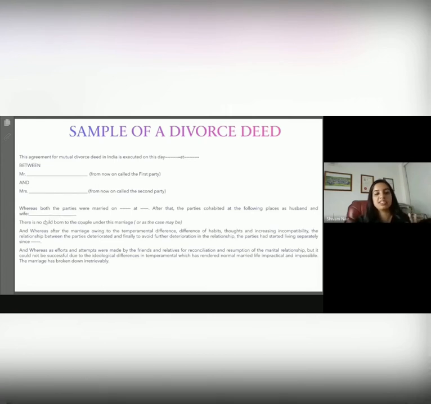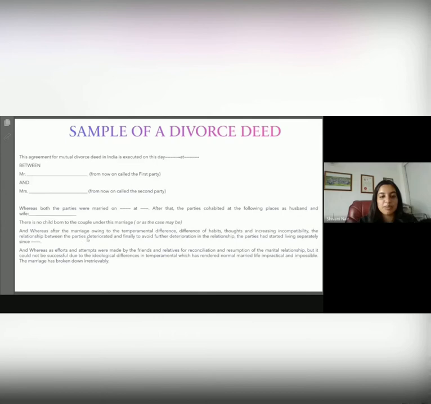Now, this is a sample deed. In this, I have not mentioned the child. Let's say there is no child born to the couple under this marriage, or as the case may be. Now, if a child is born out of the marriage, then in such a case the age of the child, whether the child is a minor or a major, what the deeds are that one of the parties will have to commit, the marriage of the child, who will bear the expenses for the marriage of the child, the education of the child, everything has to be mentioned over here in detail.